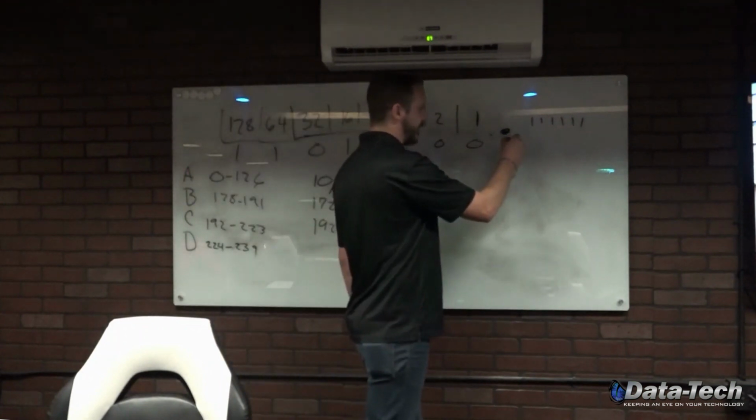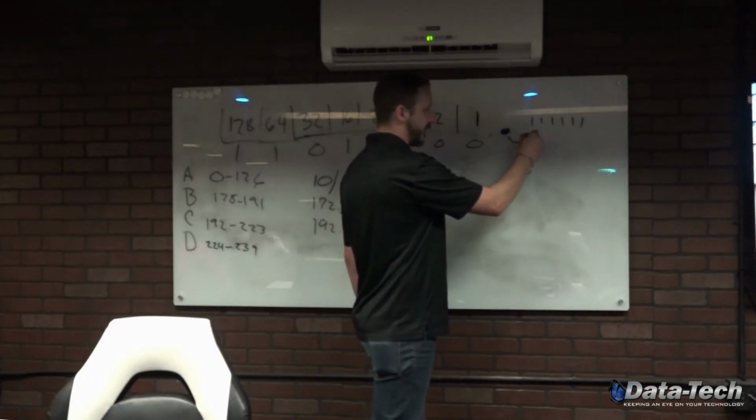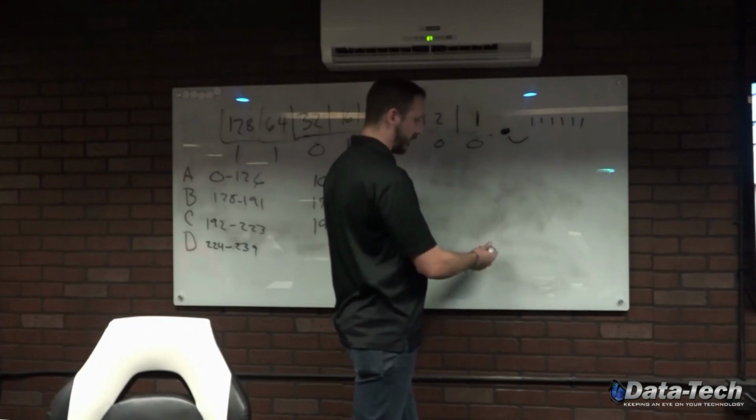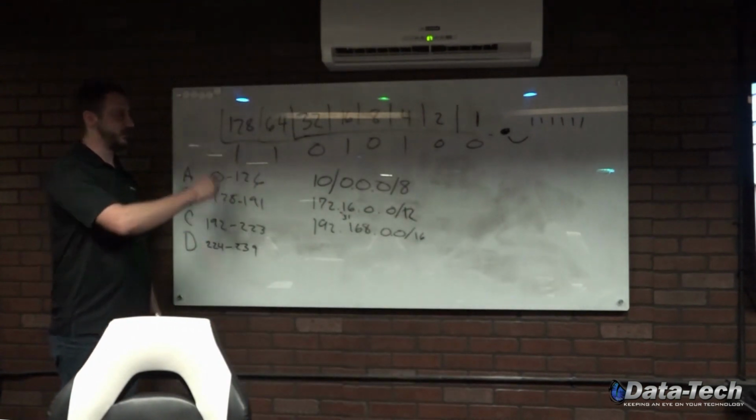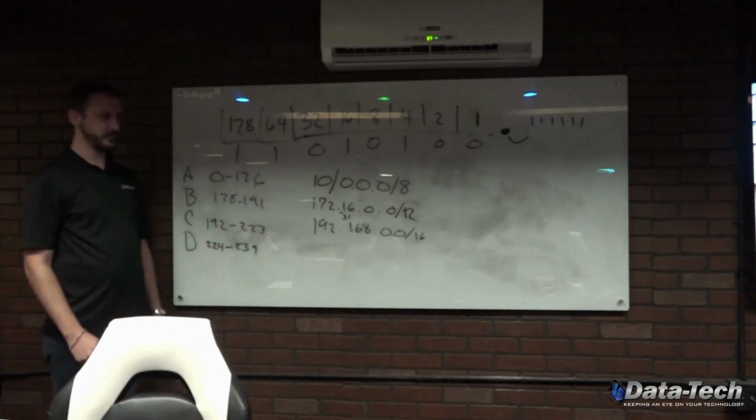And if you did it to slash 25, that's when you get 0 to 127. And then 128 is the next network, up to 256.